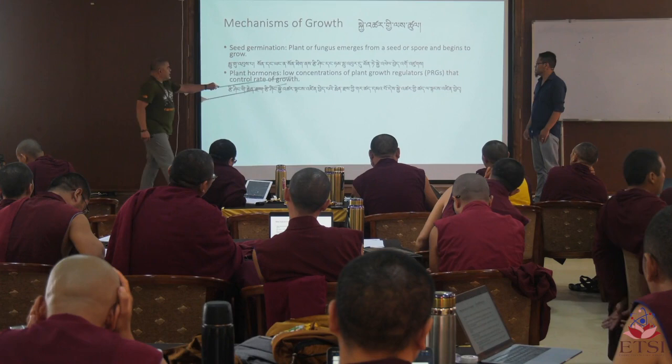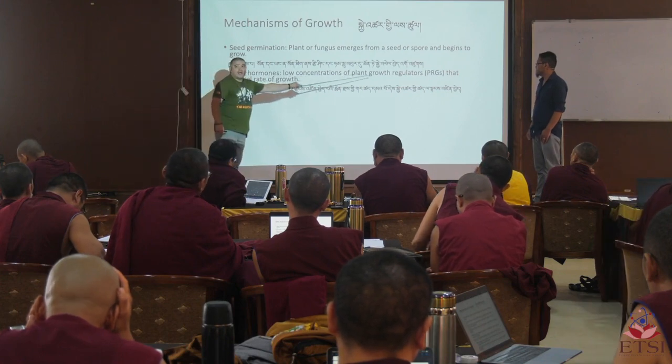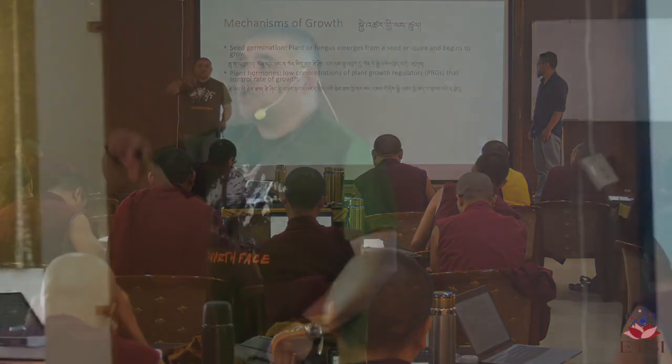Once we get primary and secondary growth, well, what controls it? Hormones. We get plant growth regulators, PGRs, that essentially control the rate on how fast or slow the plant should be growing.